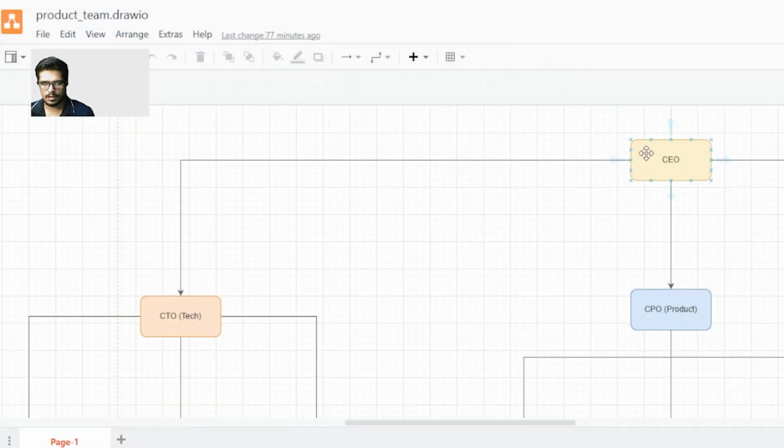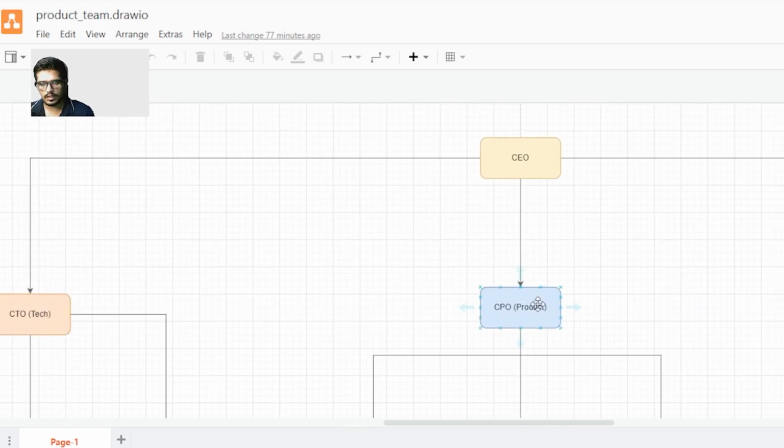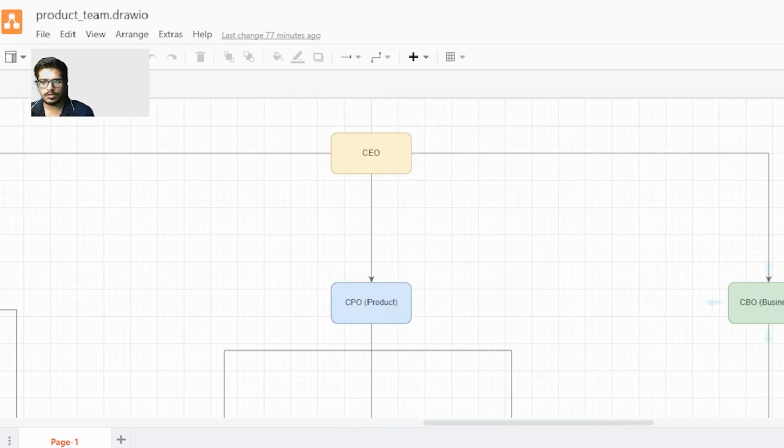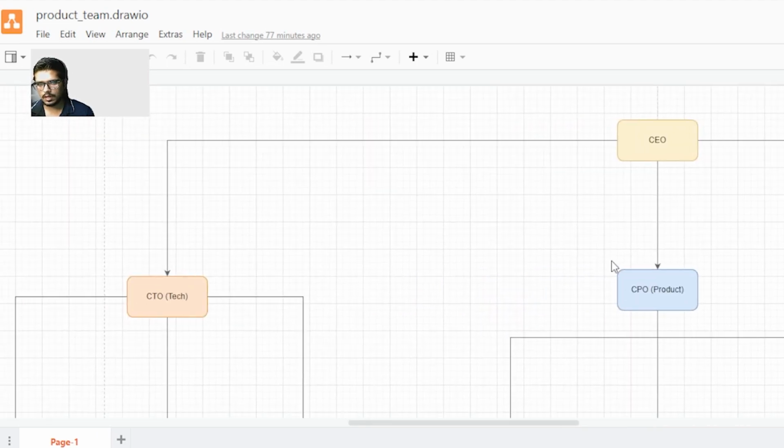So I'm going to start with the CEO, who is the head of the entire company. Now this CEO has three major CXOs reporting into him, right? So there's the CTO who takes care of the tech side of things. There is a CPO who takes care of the product side of things. And then there is a CBO who takes care of the business side of things. So we'll start from the CTO.